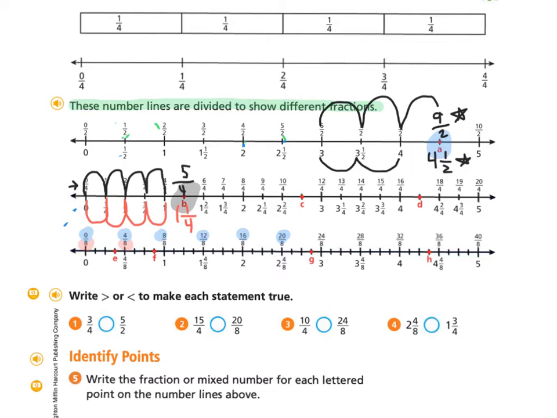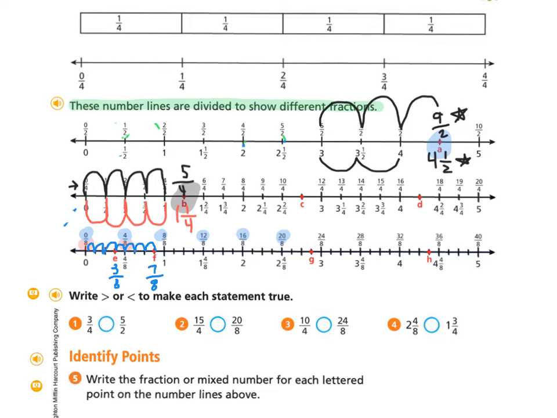Let's look at point E. They haven't given us all of the eighths, but I'm sure we can find it together. Count with me. 0/8, 1/8, 2/8, 3/8. E is at 3/8. Let's keep counting and see if we can find where F is. 4/8, 5/8, 6/8, 7/8. F is at 7/8.